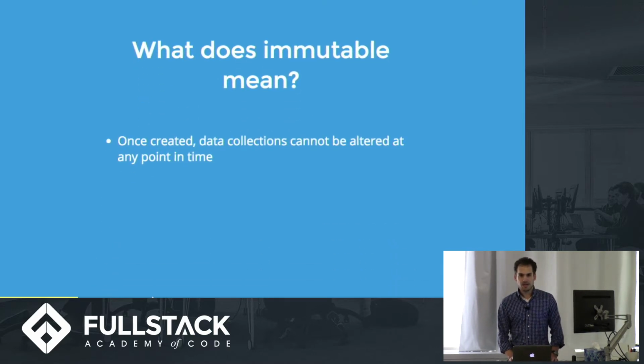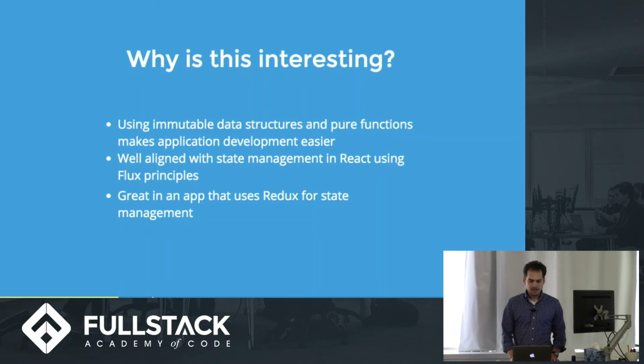So what do we mean by immutable? Well, immutable means that once a data collection is created, it cannot be altered at any point in time. Any time in the future, that one data structure will always be the same. You cannot mutate it. So why is this interesting?